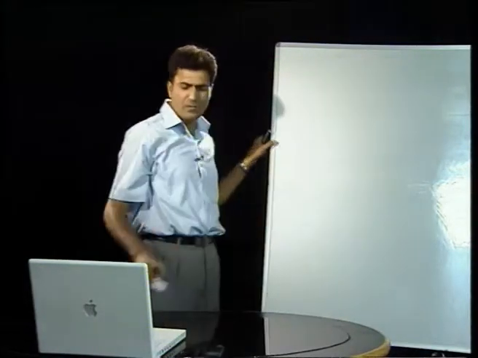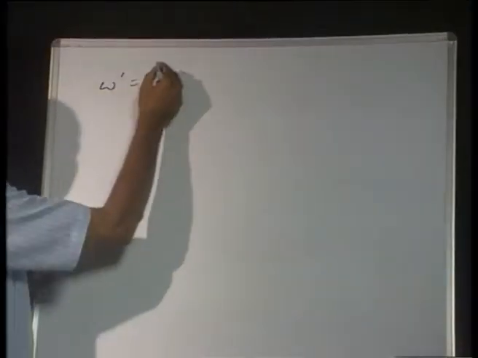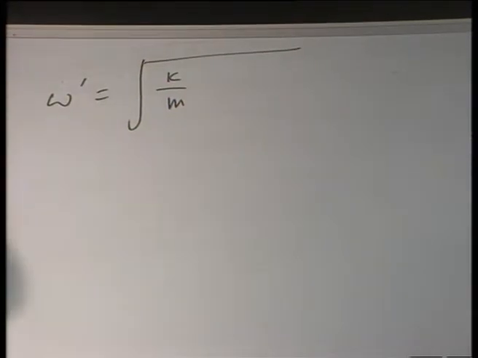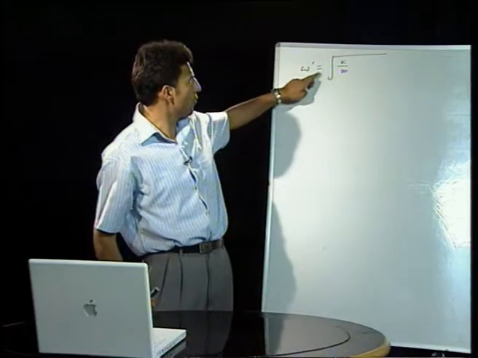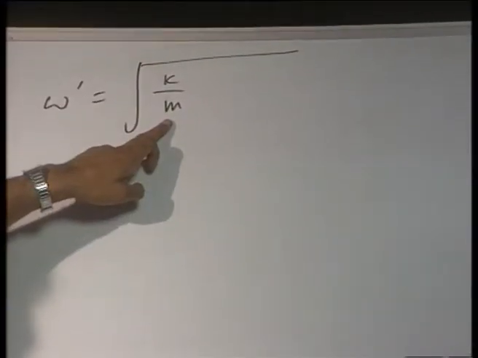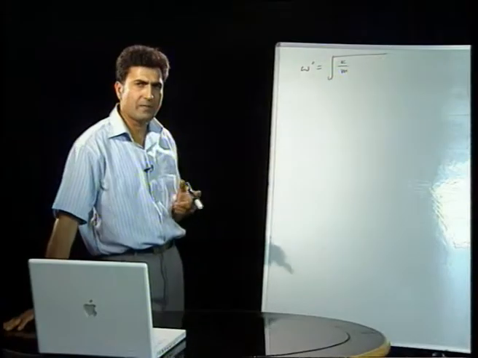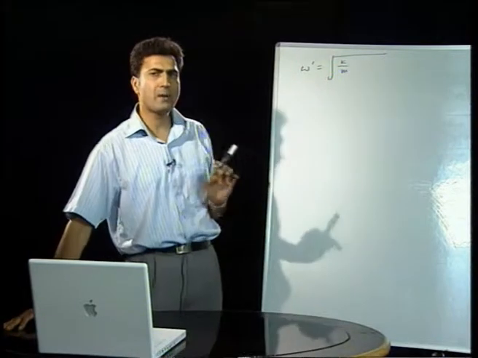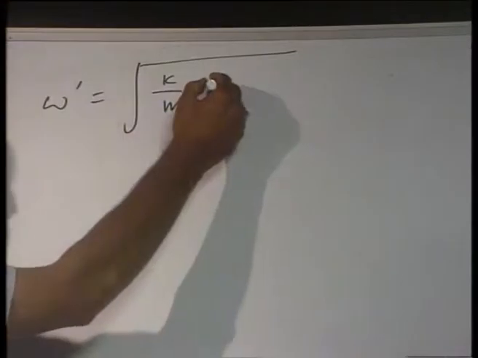The frequency with which the damped oscillations take place is given by the frequency omega prime, root of k by m. Had there been no damping, then omega bar would have been just equal to omega, the frequency of the free oscillations. But here, in case of damping, the frequency with which the particle oscillates back and forth is lesser as compared to the frequency of free oscillations. So it is omega prime, root of k by m minus something.